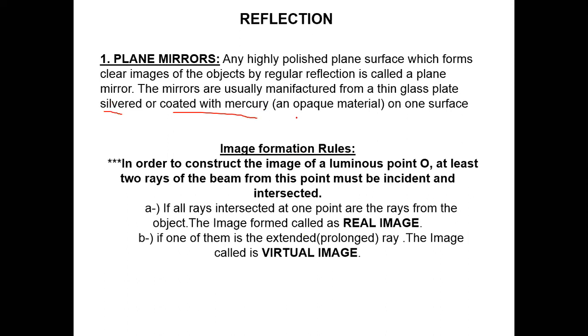So how does image formation happen in a plane mirror? In order to construct the image of a luminous point, at least two rays of the beam from this point are going to be incident and intersected. So when all rays intersect at one point, the rays from the object, the image formed is called a real image. The real image is going to be formed in front of the mirror, and the virtual image is going to be formed behind the mirror. If you don't know which is real and which is virtual, remember this: real images form in front of the mirror, and virtual images form behind the mirror.